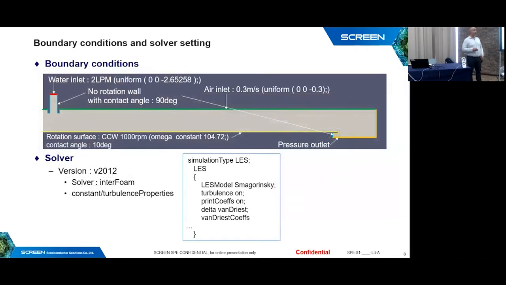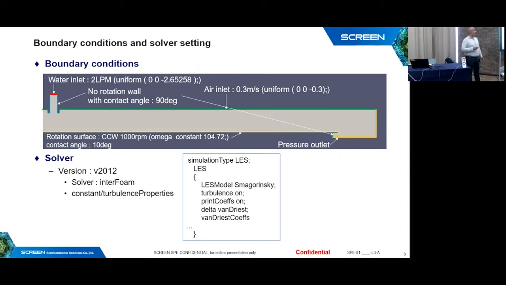So now let's speak about the boundary conditions, which are maybe not easy to check. We put some colors to distinguish. In red you have the water inlet. We put 2 liters per minute, which is a velocity of about 2.6 meters per second. There is no rotation. It's a fixed dispense at the center.